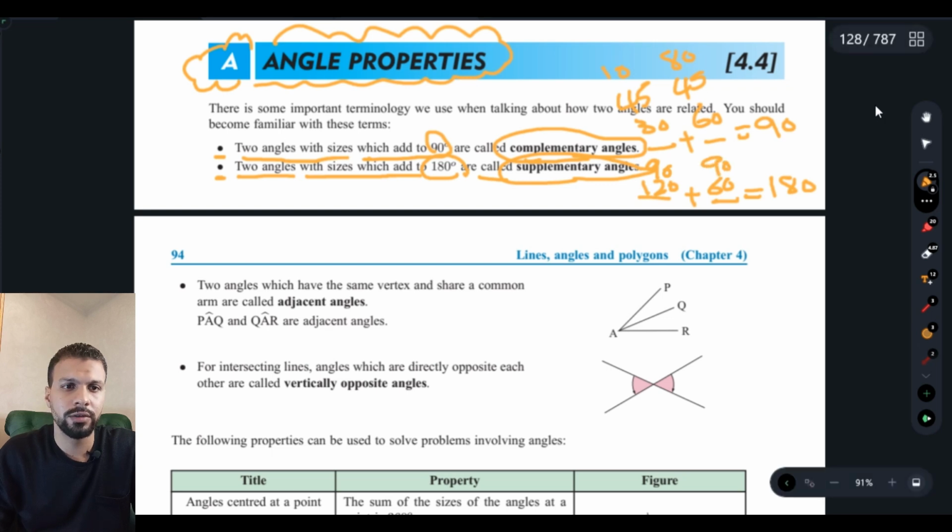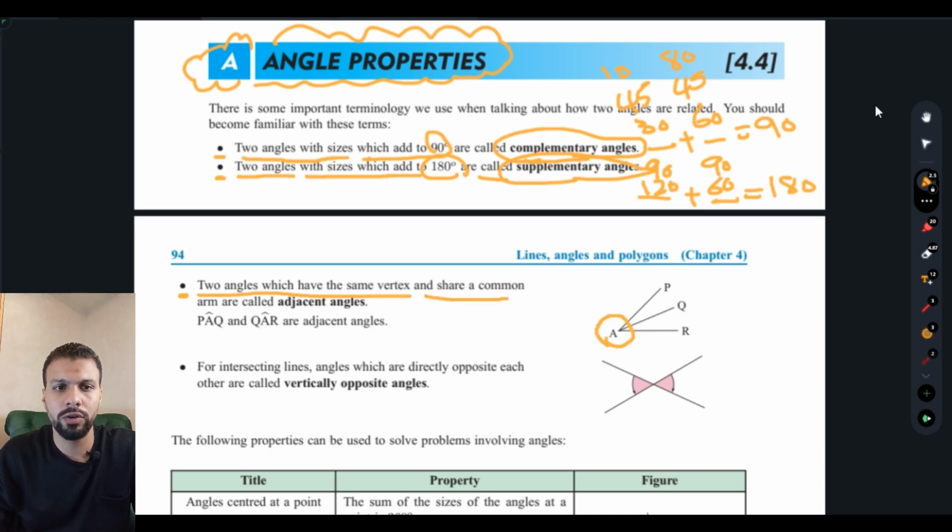Okay, let's continue. Two angles which have the same vertex and share a common arm. Where is the common arm? They share QA. Then the common arm is QA. Then they are called adjacent angles. So adjacent angles, where are the adjacent angles?